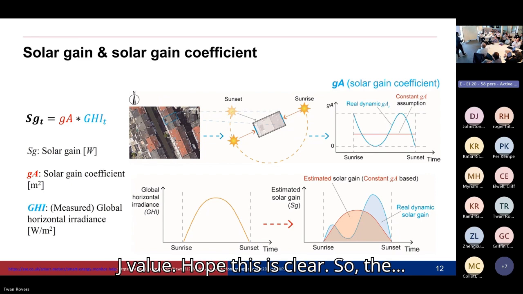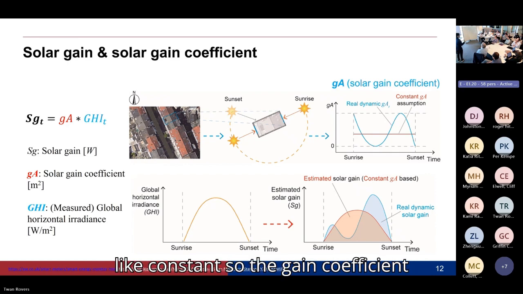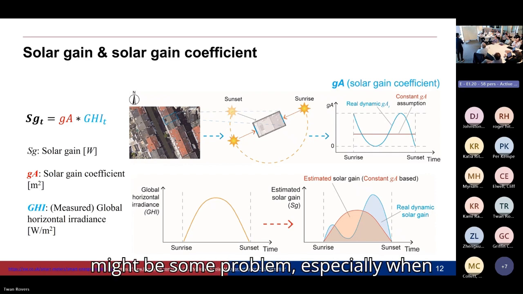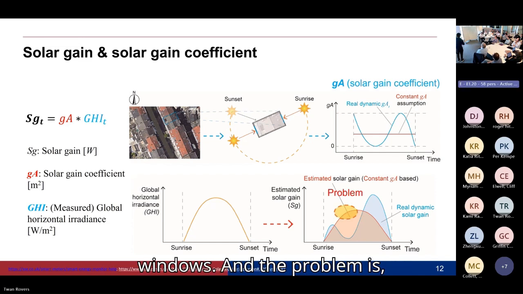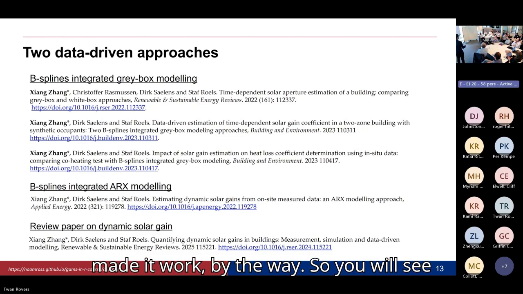Hope this is clear. So the assumption of a fixed, stable, or constant solar gain coefficient might lead to some problems, especially when the building has evenly distributed windows. And the problem is how can we get this curve, the blue curve, when we have limited data? That's the problem I needed to solve during my PhD. So I made it work, by the way.